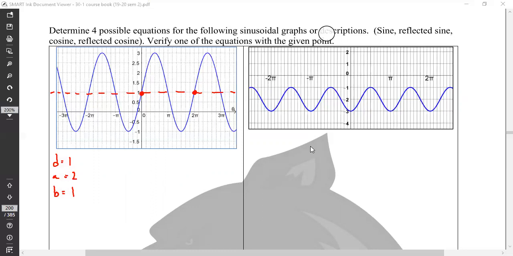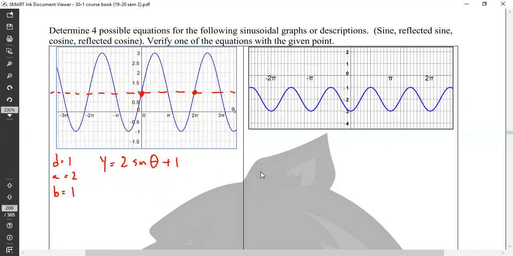Let's do this one. Therefore this ends up being y is equal to 2 sine, B is just 1, so this ends up being theta. What do we have for a phase shift? It hasn't been shifted. That start point is right on the y-axis, so we can just call it sine theta. We don't even need brackets on this. And then it's plus 1. So there's my equation.